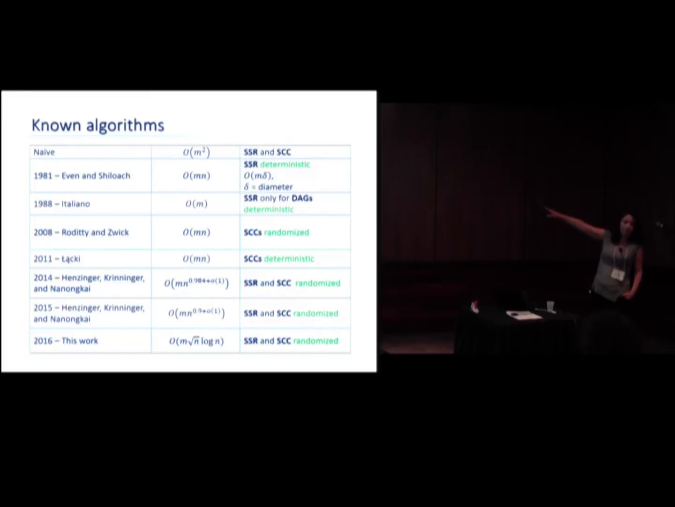Okay, and in our construction, we use 3 of these results as ingredients. The first is the Even and Shiloach. The second is the Italiano for acyclic graph. And the third is the Watsky algorithm. And the first 2 we use as black box. The last one, I need to tell you some details about it in order to understand our result. So that's what we'll do next.